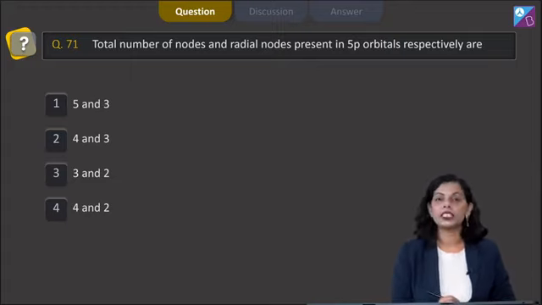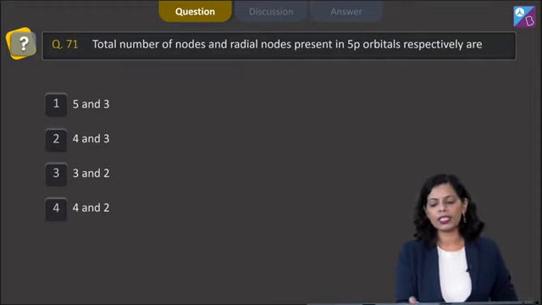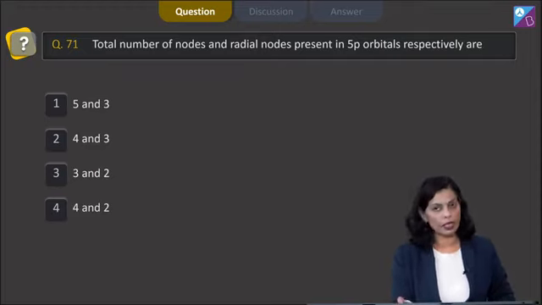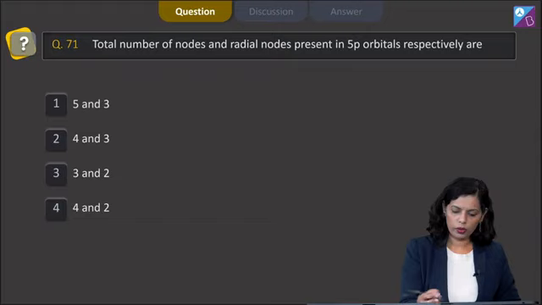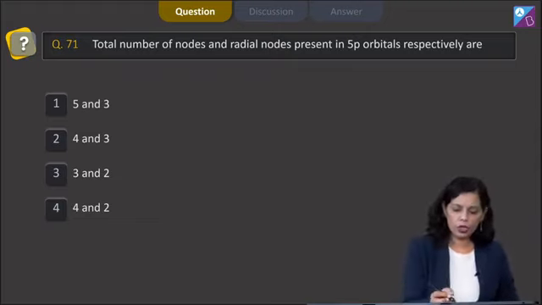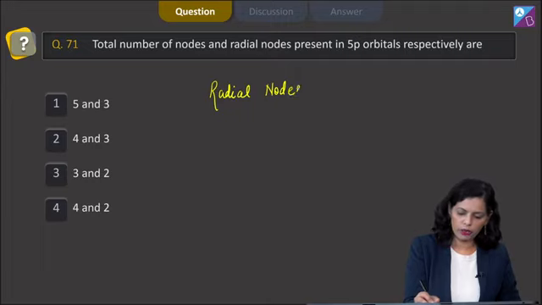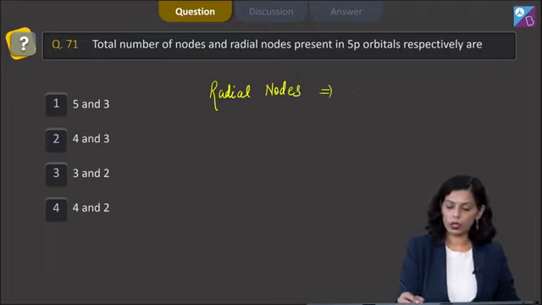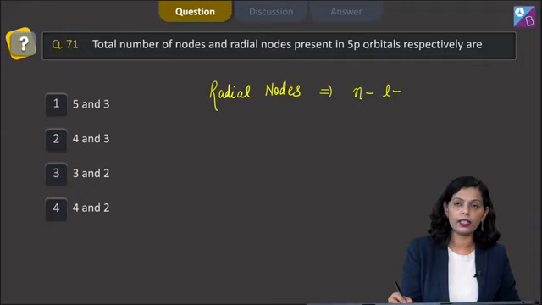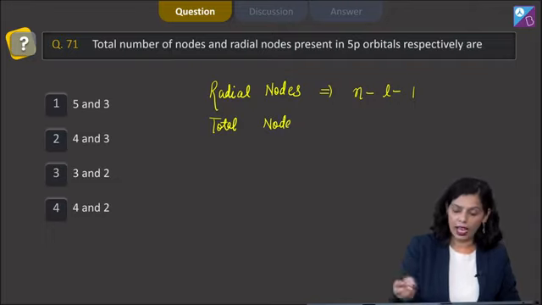Question number 71 I have to take. Total number of nodes and the radial nodes present in 5p orbitals respectively are. So, if you know, the angular nodes are equal to L value. If I'm just talking about the radial nodes, these are equal to n minus L minus 1, and the total nodes is equal to radial node plus angular node.